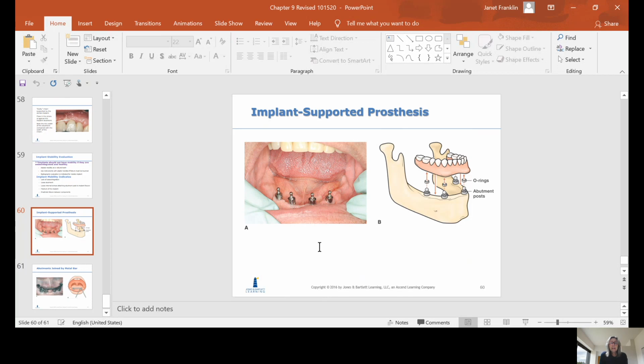This is a picture of what an implant-supported prosthesis looks like. So this is the mandible. There's 4 implants kind of squared off, and then this is the denture. So basically what you're going to do here is you're going to be replacing an entire mouth of teeth or arch of teeth with 4 implants. So you want these implants to be very sturdy and very stable because they're going to be supporting a lot of force when chewing.